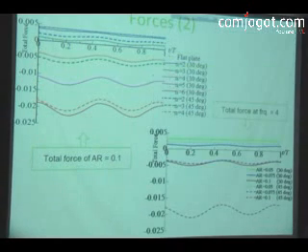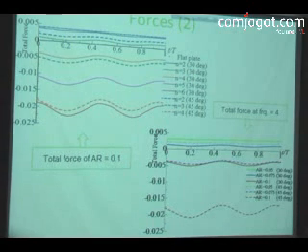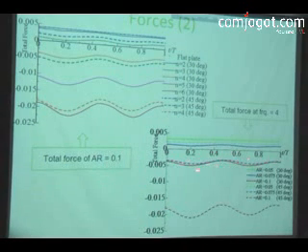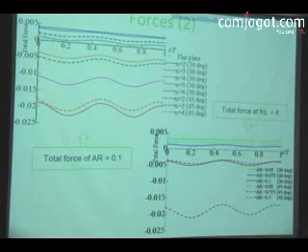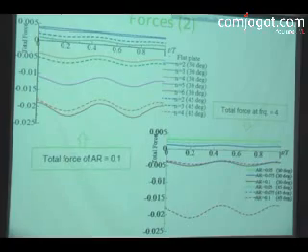Here I showed the total force at different aspect ratios and different fin angles. Here you can see these two lines give similar values, that is, aspect ratio 0.075 at 45 degrees gives the same value as aspect ratio 0.1 at 30 degrees.